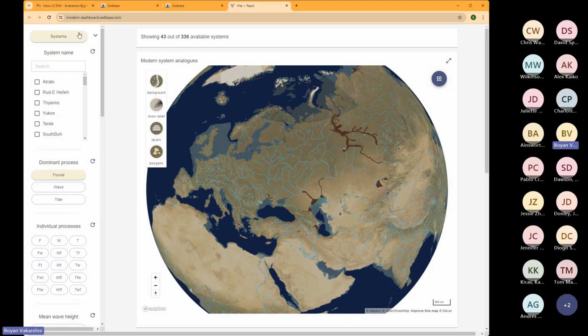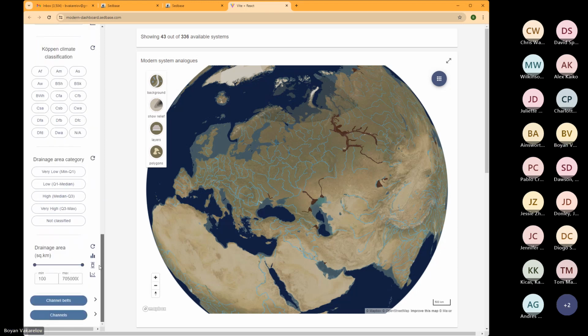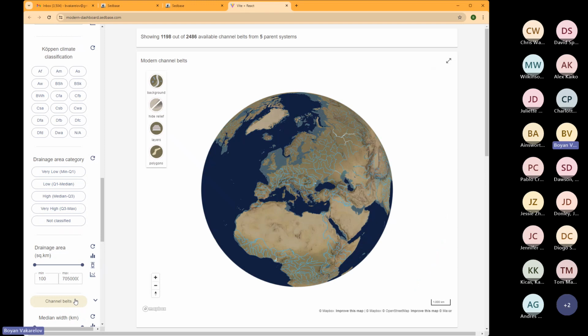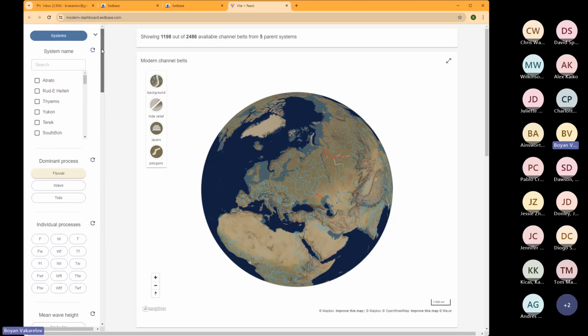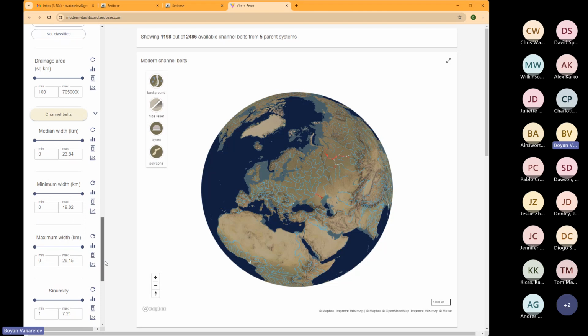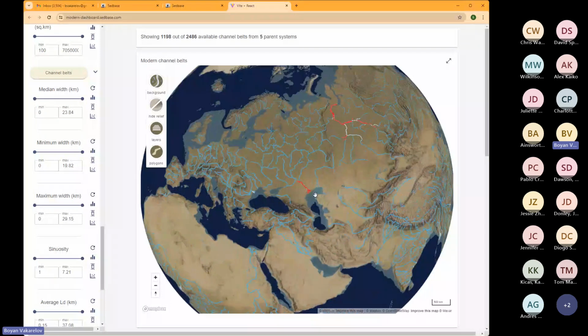Right now we are working at the system level. And here comes the neat thing. If I scroll down and select channel belt, I go to the channel belt dataset. Before, this was a separate app, but now we are still in the same app. We still have all of the filters for systems applied, so we're still only looking at fluvial-dominated systems, and therefore channel belts from fluvial-dominated systems.